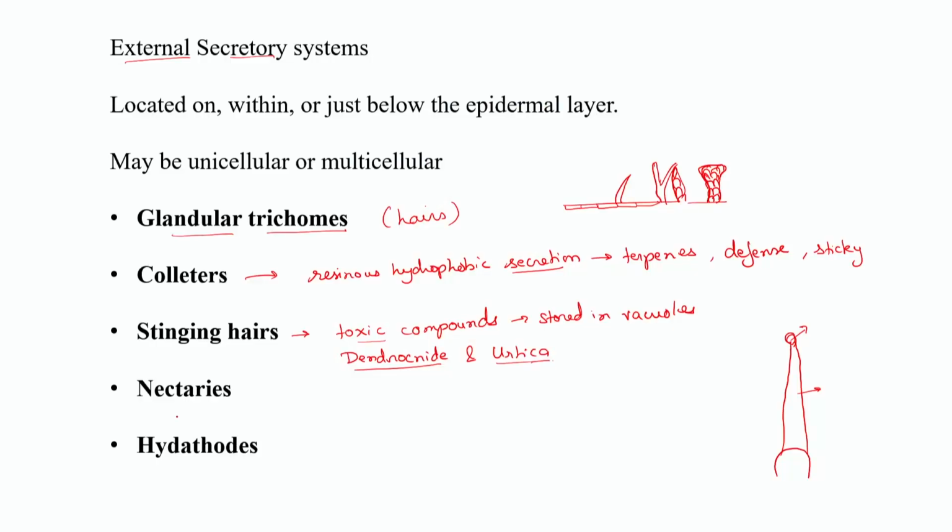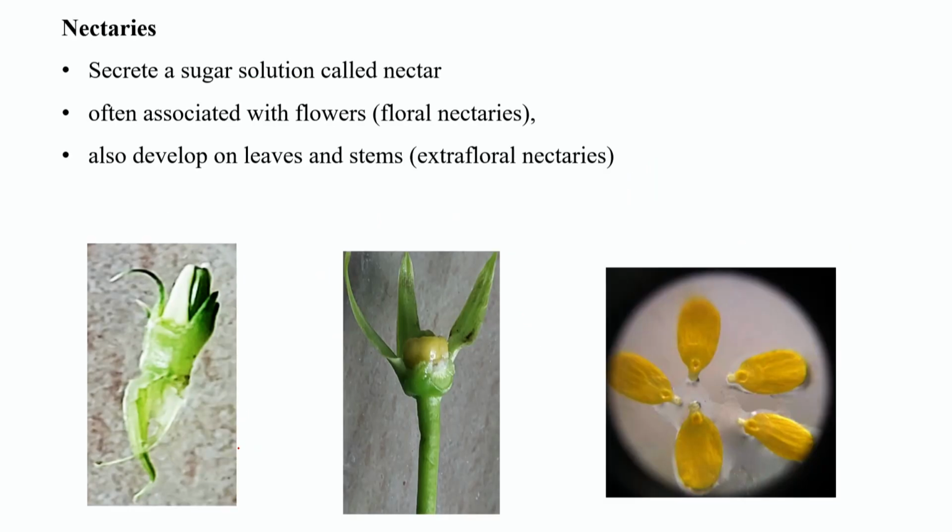And then other important external secretory systems are nectaries and hydathodes. So, we will discuss what these are. When we talk about nectaries, these are secretory structures which contain sugary substances. They contain sugar solution.